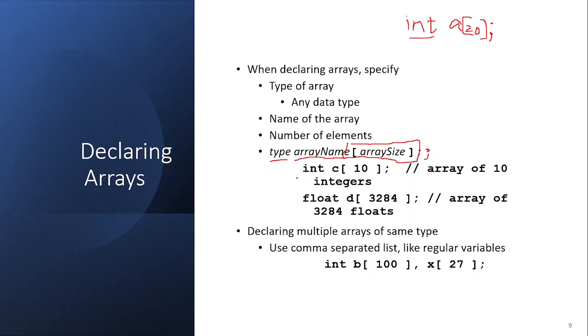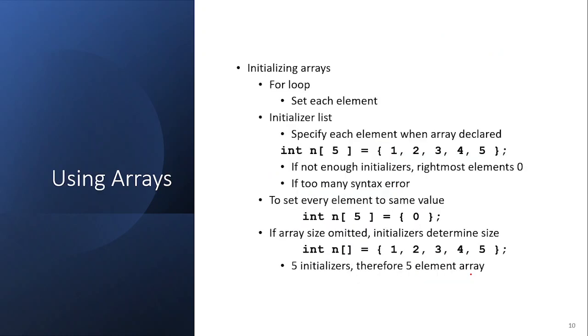So this is for example a declaration of an array of 10 integers. This is C. This is an array of 20 integers, array A. This is an array of 3284 floats, D. So you can do that. And similarly, you can declare multiple arrays in a single statement. You can do that as well. We'll do that, and then it will be clear to you.